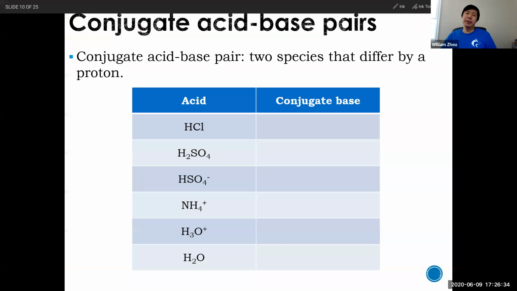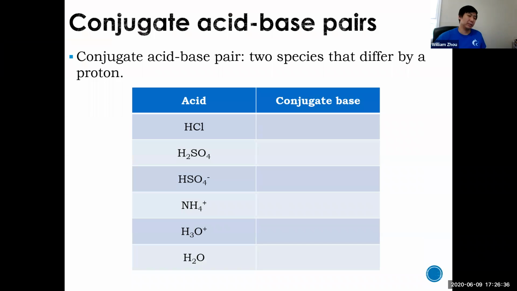All right, so we need the conjugate base for every acid listed on the left. We start with HCl, which is very simple. The conjugate base is when you lose that hydrogen, so you just have Cl. You have a negative charge now because you lose H+. So you lose a positive, you become negative.